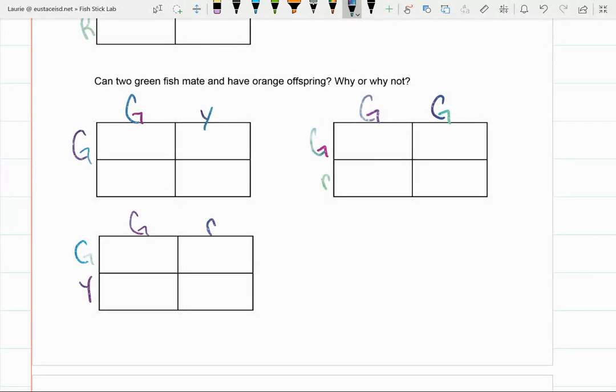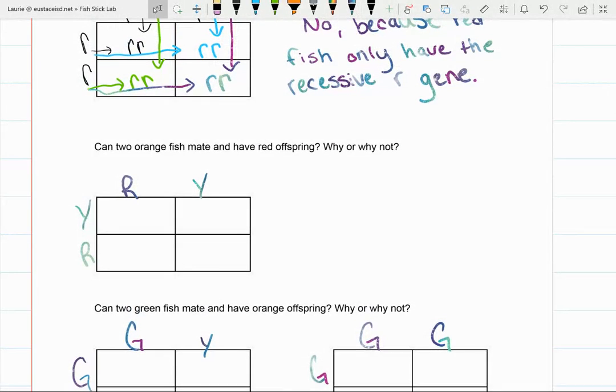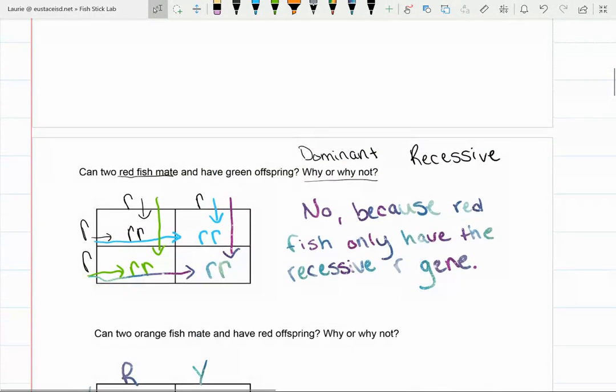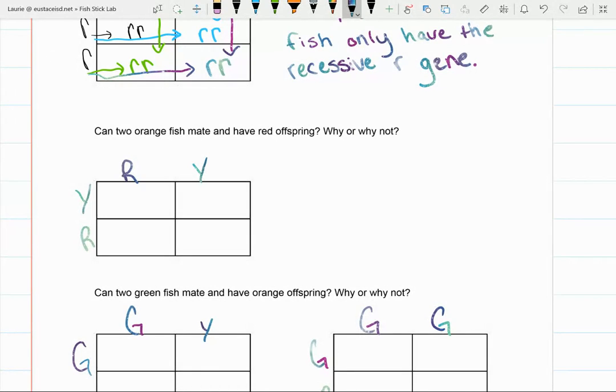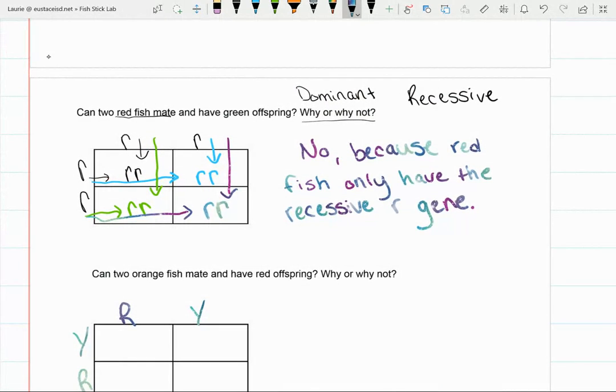So you're going to try out several combinations of the genes, and you're going to answer the question, can 2 green fish mate and have orange offspring, based on the results in your Punnett squares. I've helped you set up in this video, so you can follow this video and set up your page just like this, and then you are basically just in charge of answering the why or why not. Be sure you're using your vocabulary, dominant and recessive.